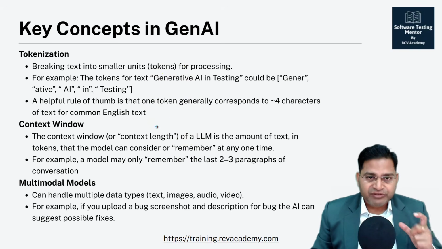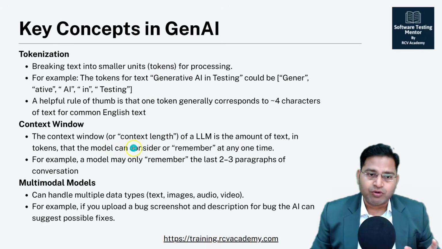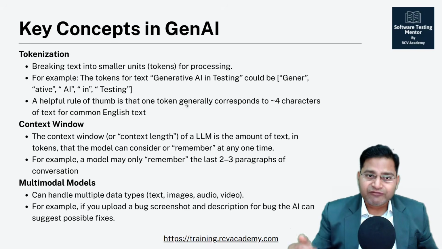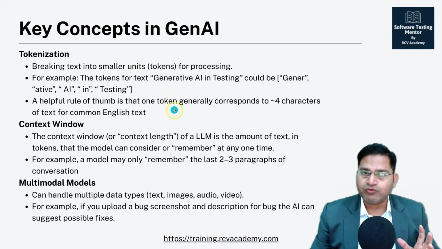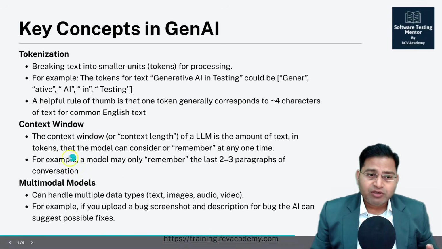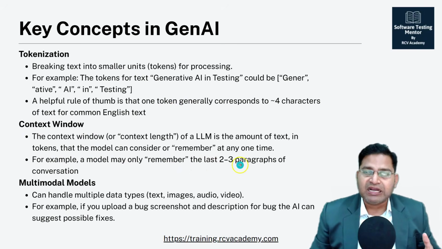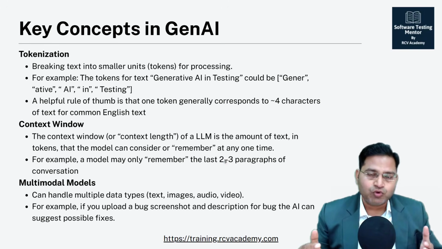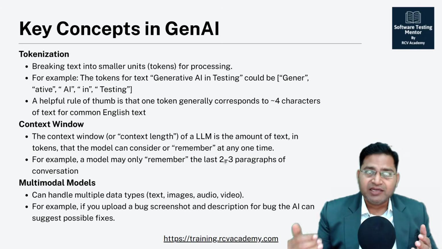How much of the previous conversation the large language model is going to remember, that is known as the context window. And when we talk about tokens, the tokens you input in the prompt, as well as whatever the large language model is generating, are also considered as tokens. So the input and output both are considered in the token count. If we talk about the context window, a model may, for example, only remember the last 2-3 paragraphs of the conversation. That's just a hypothetical example, but usually every model has a limited number of tokens that it can remember. Post that, it will start forgetting the initial conversation. It won't have any context.